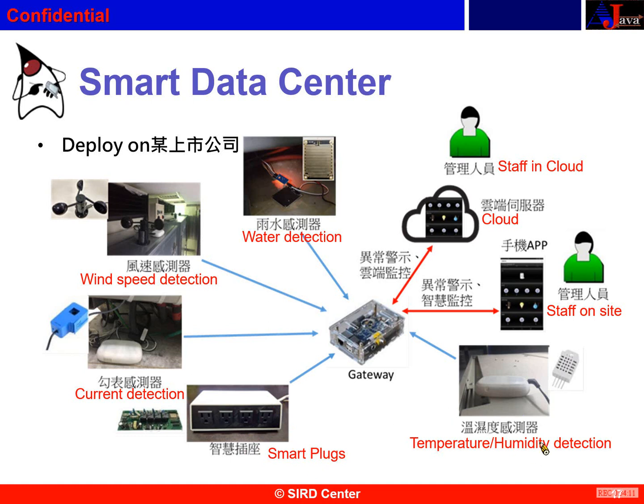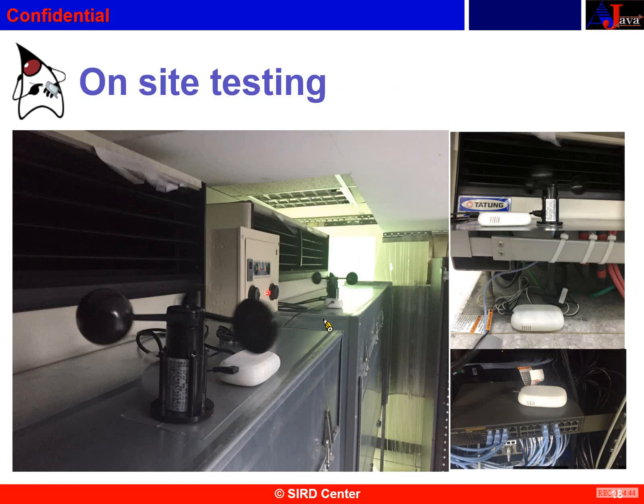And this is the temperature and humidity sensor. We also detect whether this air conditioner is leaking some water, and if anything is abnormal, then we send a message, or send an email, or send a Line message to the administrator. And this is the on-site testing.